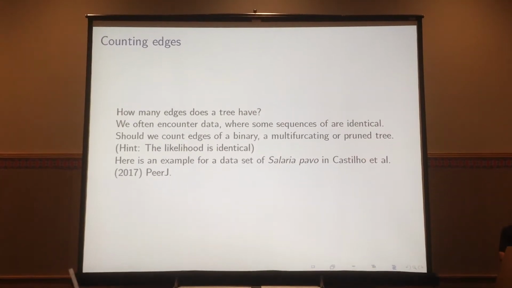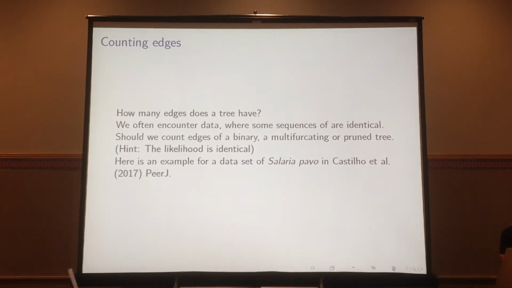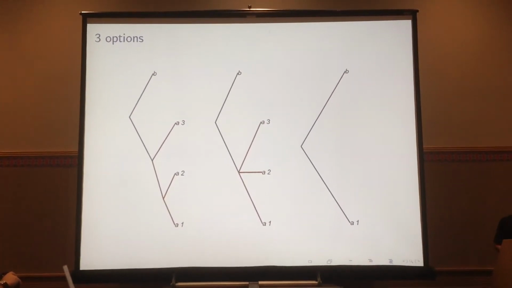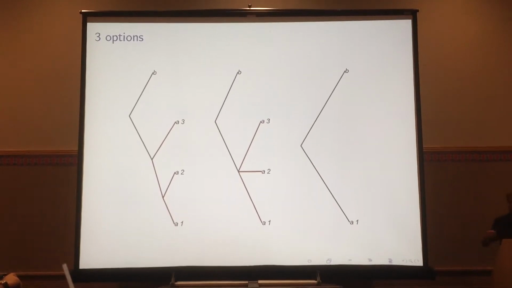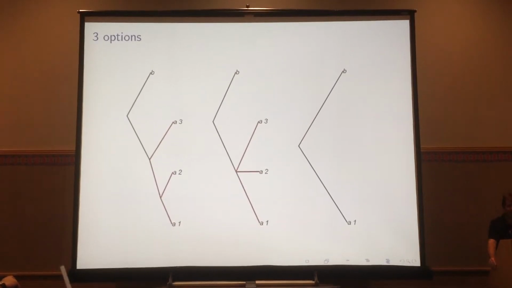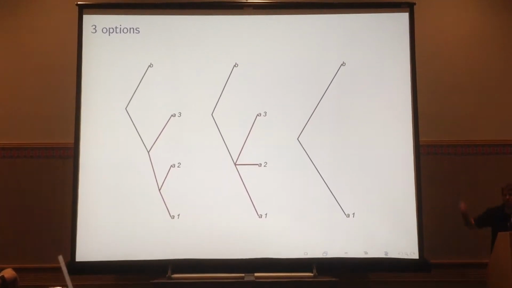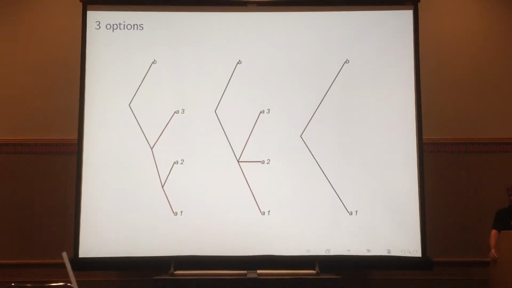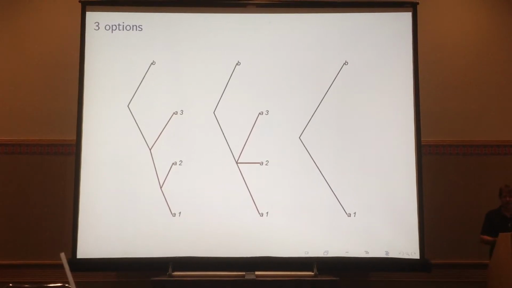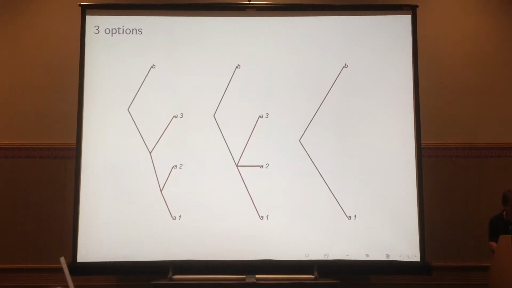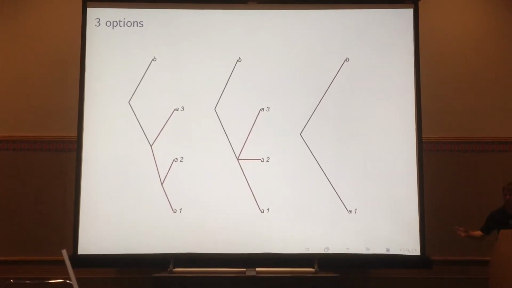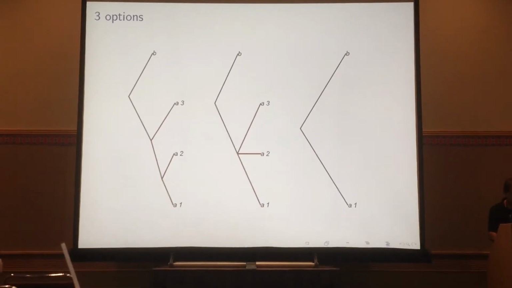Often you have identical sequences, and then you quite often have three options. You either get a binary tree, which is what every tree program most of the time returns, but all these red edges are actually of length 0, so you can prune them away and make a multifurcating tree, or get rid of them all and keep only one representative.